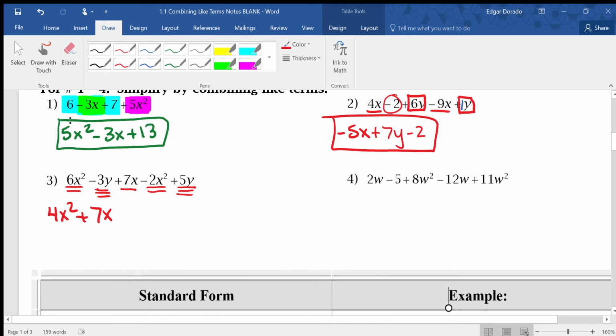So again, it all depends on how you want to sort them, how you want to make sure you keep track of all your terms. But in this case, I just use lines, so you can always do that too, or you can do circles and squares like I did before. All right, so let's combine that last one. So that's negative 3y plus 5y. That's a positive 2y.